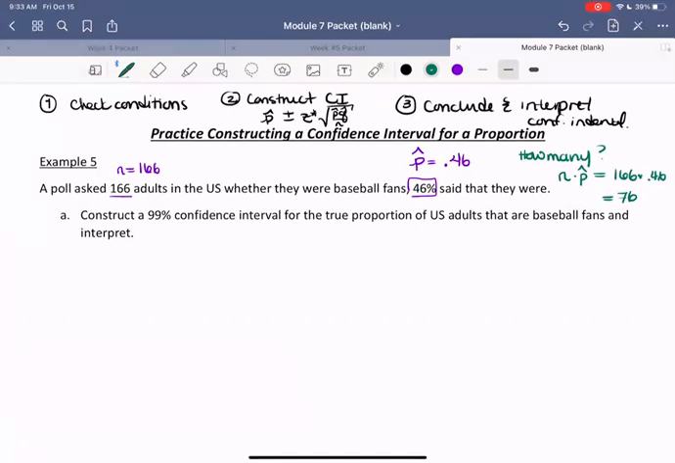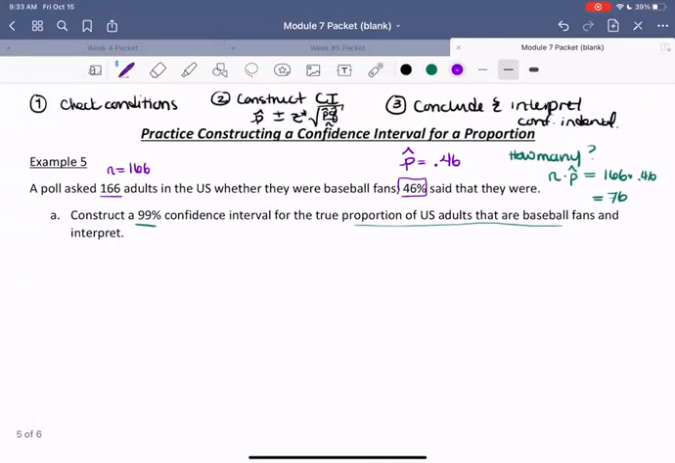Okay, so now let's look at part A, where we're told to construct a 99% confidence interval for the true proportion of US adults that are baseball fans. The proportion that we want to try to estimate with our interval is this proportion of US adults that are baseball fans. So this is the P that we want to estimate. Not a p hat, but P, because we're looking at a population proportion.